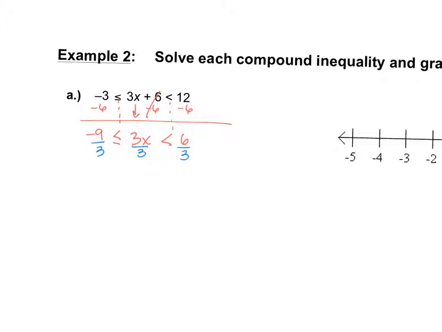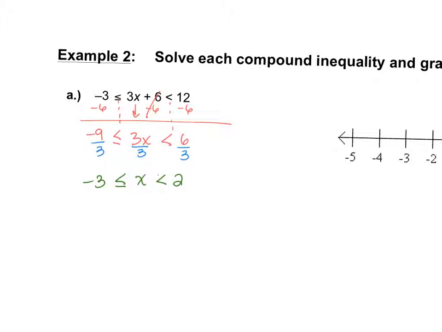Remember, you only flip the symbol if you're dividing by a negative, and he's not a negative. He's a negative, but it's being divided by 3, so you do not flip the symbol. In this case, you get -3 is less than or equal to x, which is less than 2.